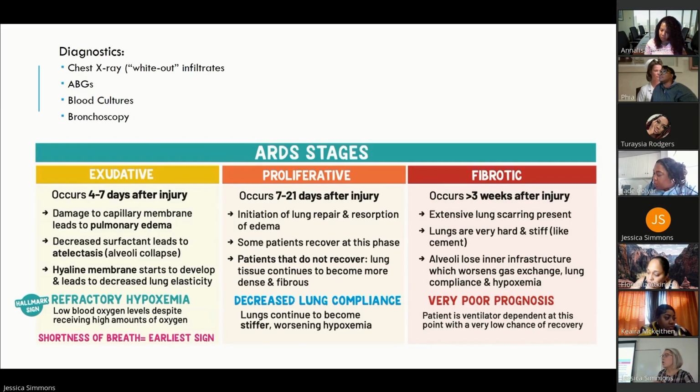Okay. You also want to get some ABGs because you want to evaluate your acidosis, alkalosis. You also want to evaluate what is our oxygen saturation? What is our level of carbon dioxide? Okay. Blood cultures and bronchoscopy.